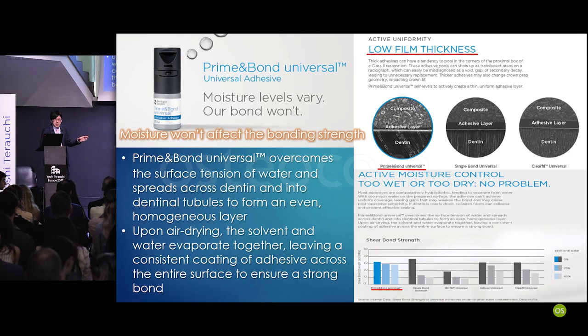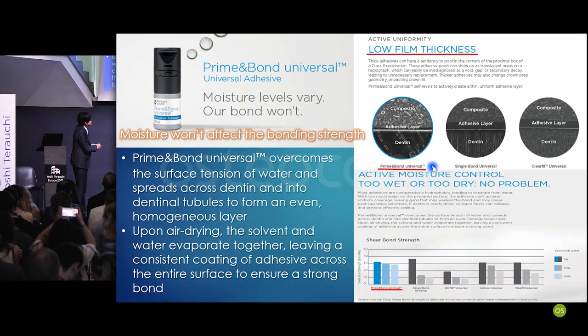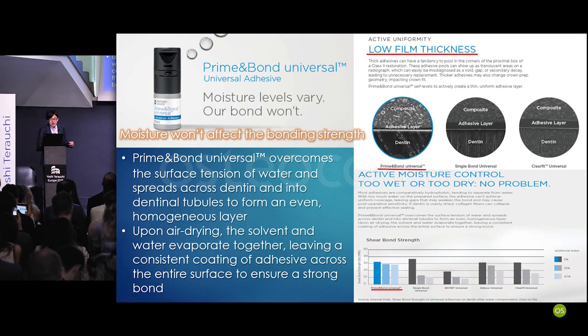I use Prime&Bond Universal from Dentsply Sirona, because this bonding system works in a wet condition. You see, active moisture control. Too wet or too dry, no problem. The oral environment is always in a wet condition. You see saliva, fluid coming into the tooth, but the bonding strength will not be affected by the moisture. So that's why I want to use this bonding system.